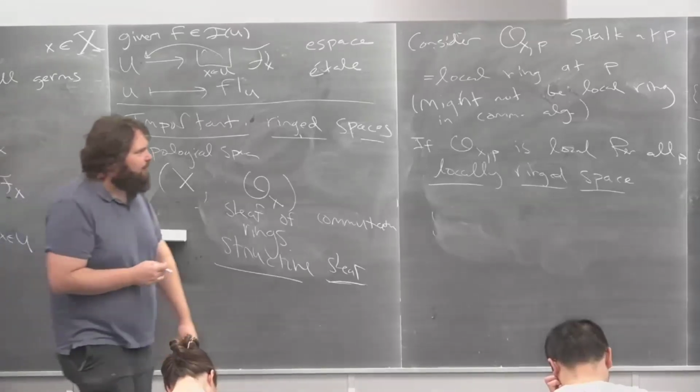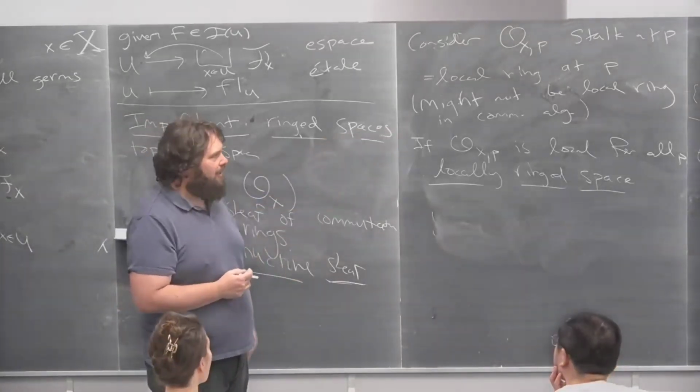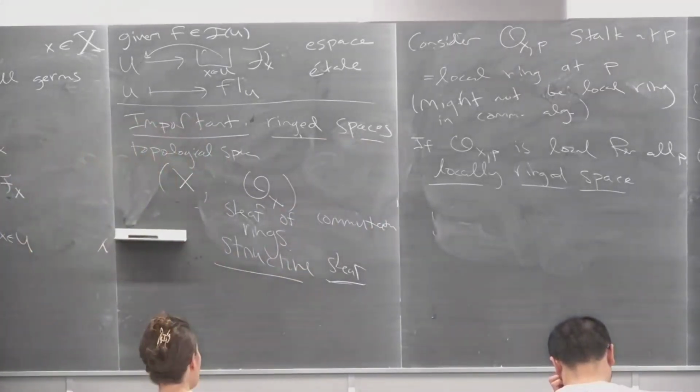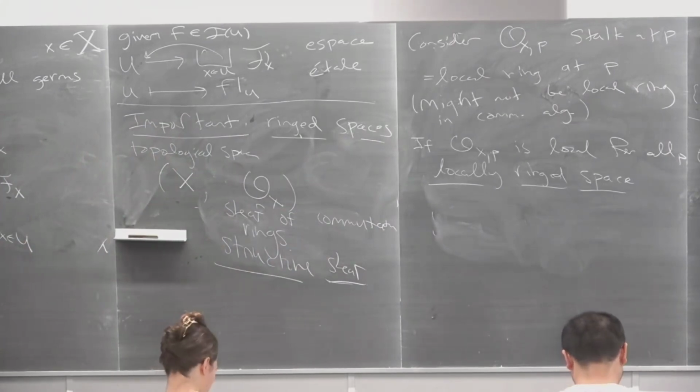And I'll leave it to you guys to, for example, check that with a smooth manifold, I actually do get a locally ringed space there. Maybe with some sort of slight care about topology.